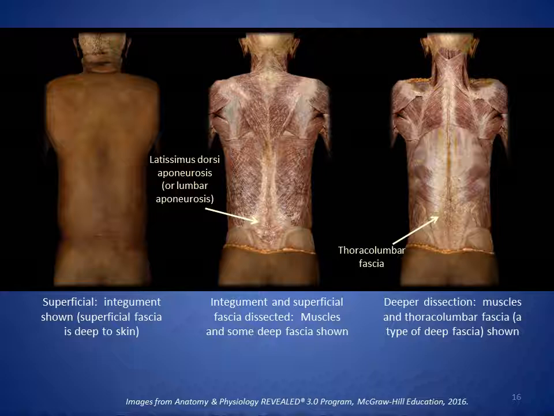Here we see examples of fascia. On the left, we see superficial fascia. It is deep to the skin. In the middle image, we see the integument, and the superficial fascia has been dissected. And then we see some deep fascia.